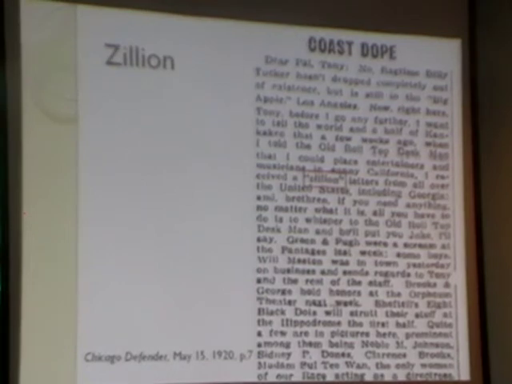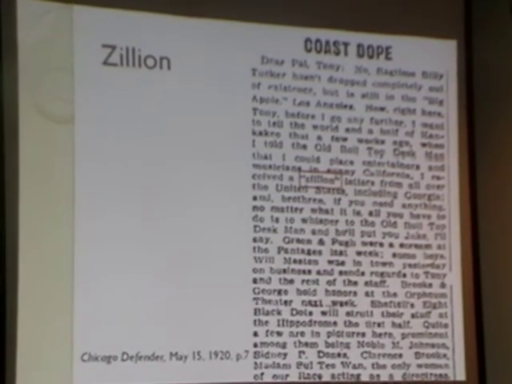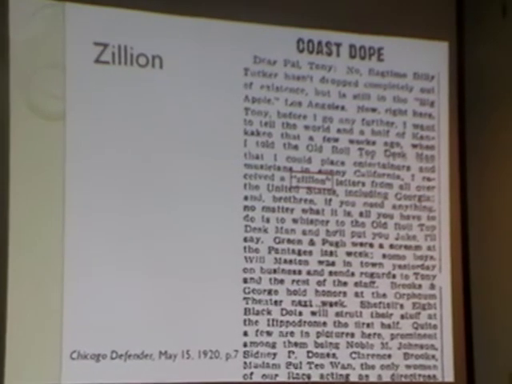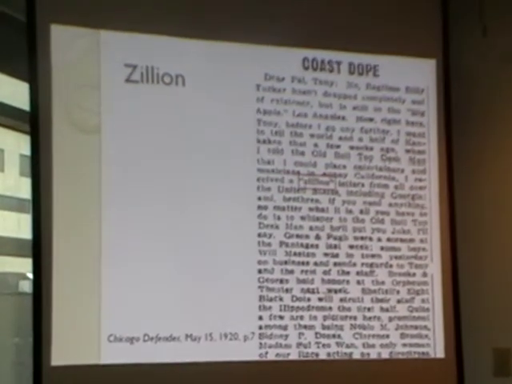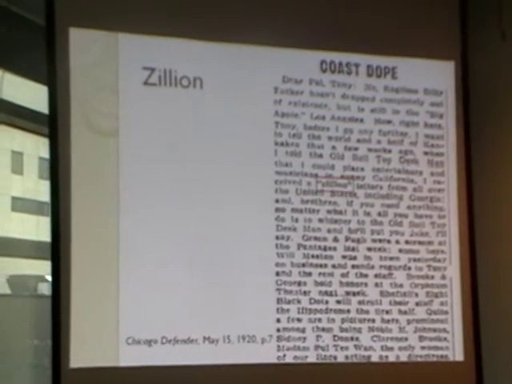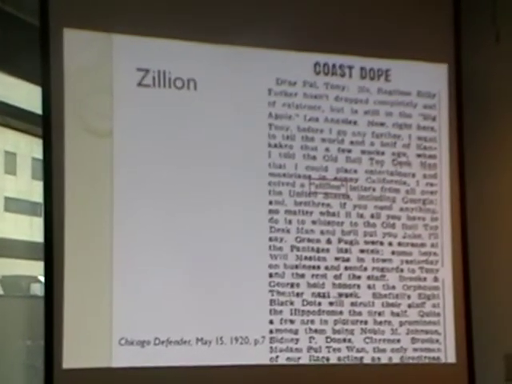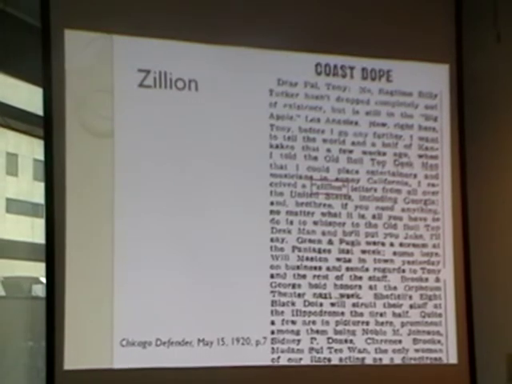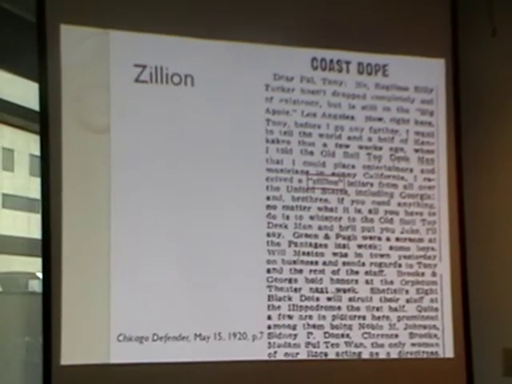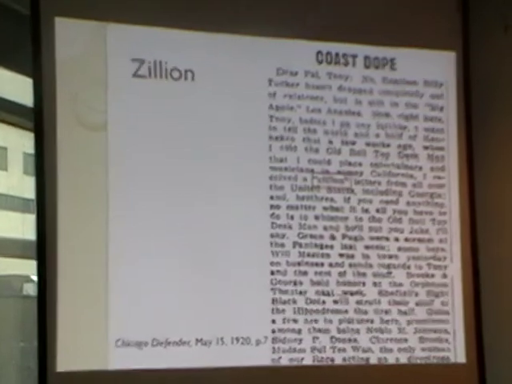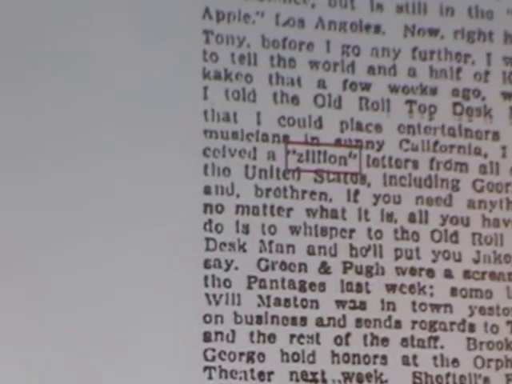This is one of the earliest examples of zillion. Here, it's an example from the Chicago Defender, an African-American newspaper, from a Los Angeles-based correspondent, Ragtime Billy Tucker. Here you see that zillion is being used quotatively. It's being used with quotations. And this suggests that there's at least some awareness that it's new and interesting.